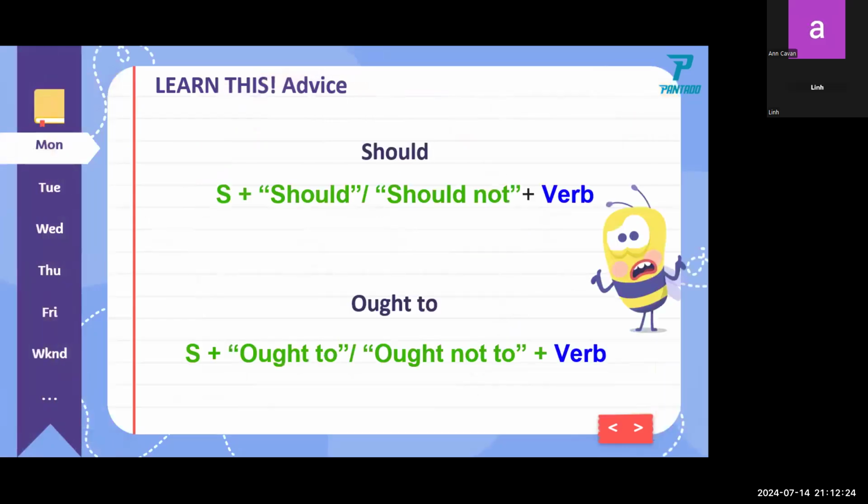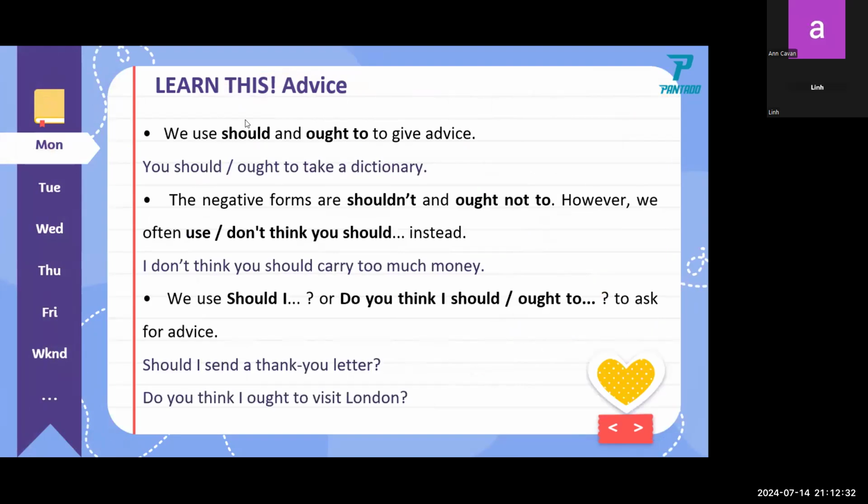So, when to use should and ought, okay? When to use should and ought? We use should and ought to give advice, okay? Lihn, you should attend my class, okay? Lihn, you should take care of yourself. So, I am giving advice.